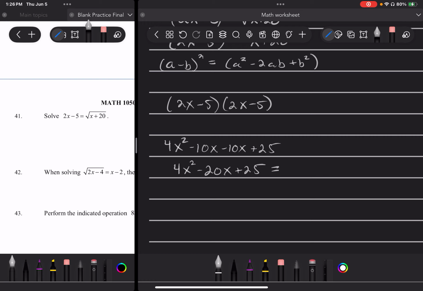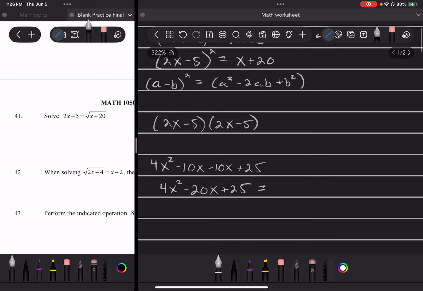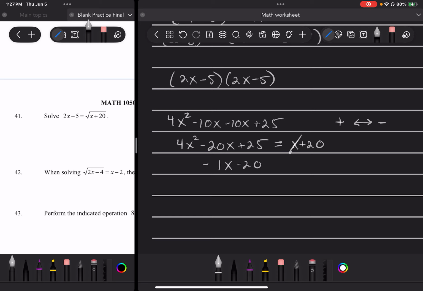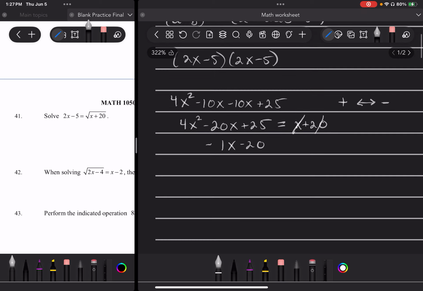We're going to remember, up here in the original, we said this is equal to x plus 20. To move this part over here, we're going to use our other portion, which is knowing that positive is the opposite of negative, and back and forth. So since these are positives on this side, we're going to go ahead and minus 1x and minus 20, which will clear out these two terms. We end up with 4x squared minus 21x plus 5 is equal to 0, as we're trying to solve.